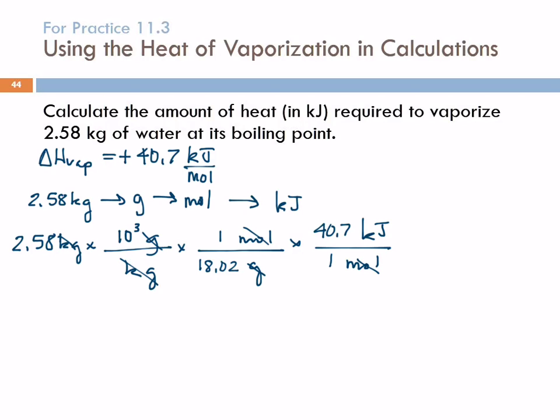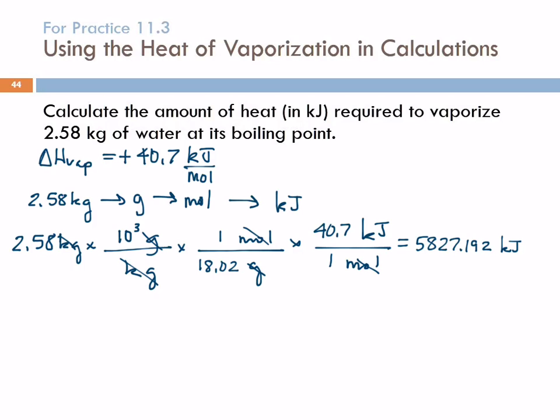And then we calculate 2.58 times 1E3 divided by 18.02 times 40.7. My calculator says 5827.192, blah, blah, blah, kilojoules.